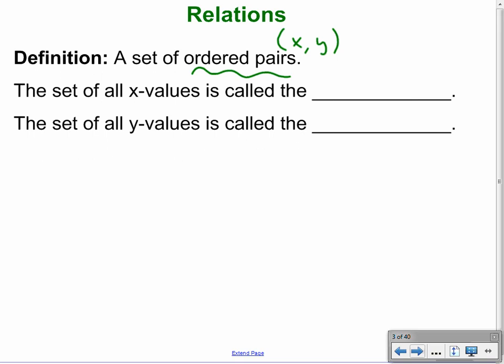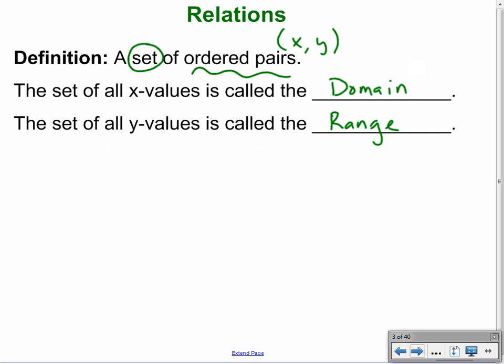Now, within a set of ordered pairs, so this means if it's a set that there's more than one, okay? So if we have a bunch of points, a bunch of ordered pairs, the set of all of the x values of those points would be called the domain, and all of the y values in that set would be called the range.